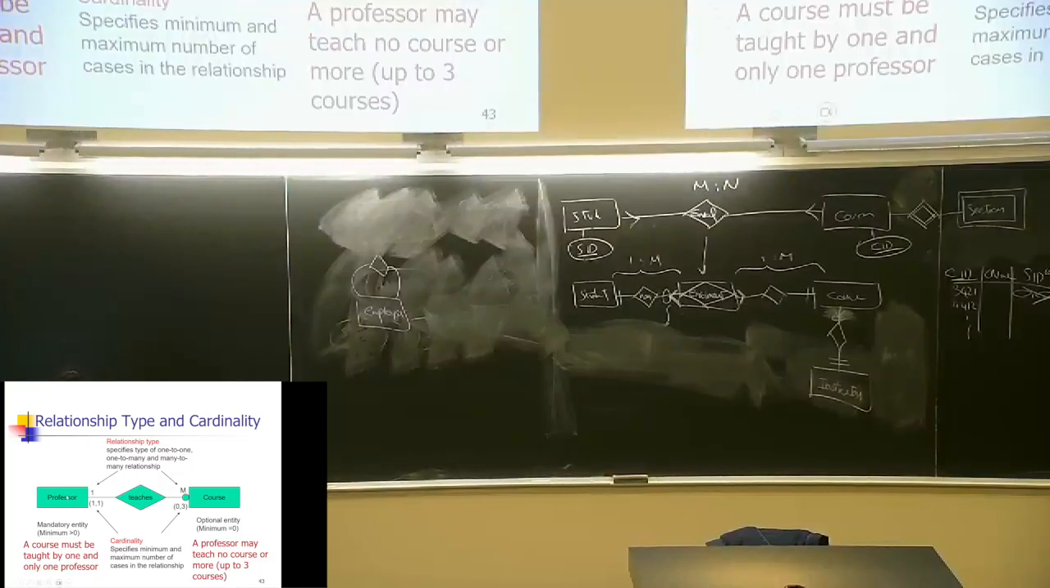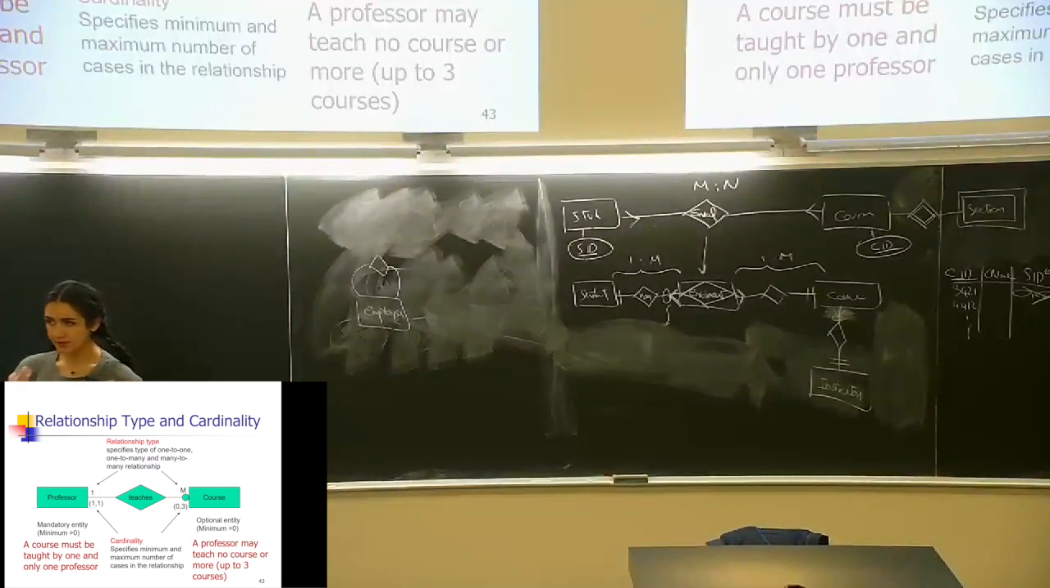Professor, now what is the type of relationship here between prof and course in this example? One to many. One prof can teach many courses. Each course can be taught by only one prof. So this is one to many.